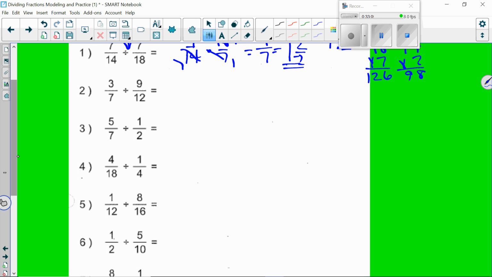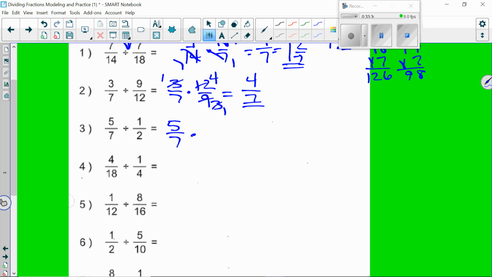A really big key, make sure you're doing your keep, change, flip. So I keep the first number, change the times, flip my second number. The reductions are going to make this way easier for you. So I've got 3 and 9, I can divide both those by 3. I now have a 3 and a 12, I can divide by 3. 1 times 4 is 4, 7 times 1 is 7. Next one.